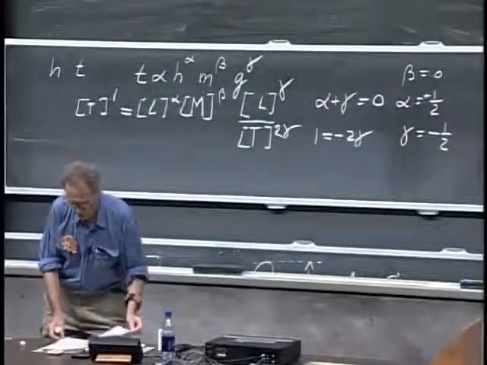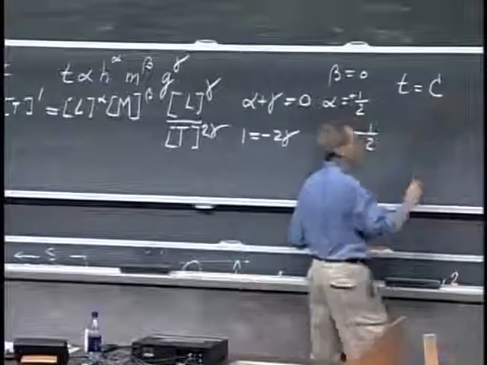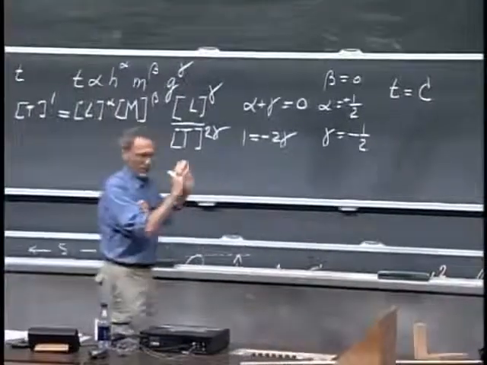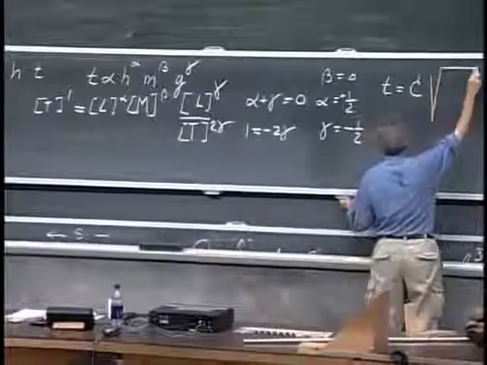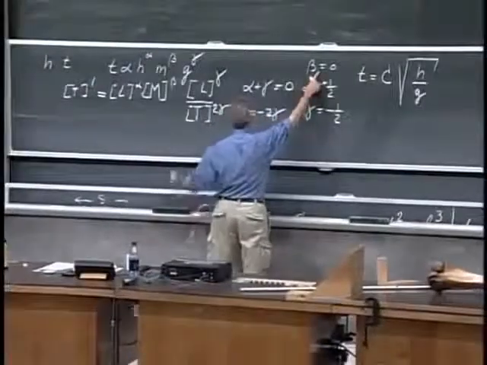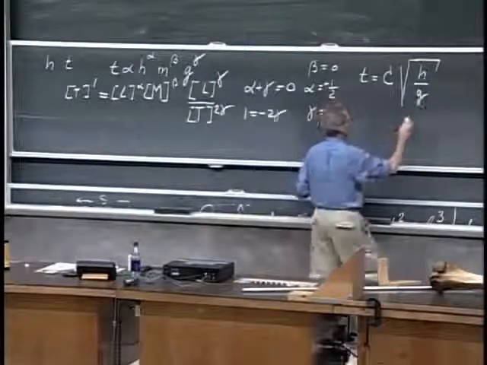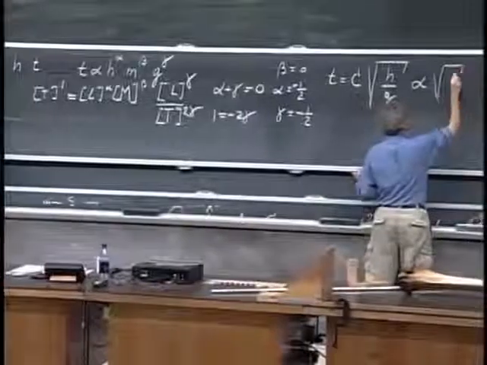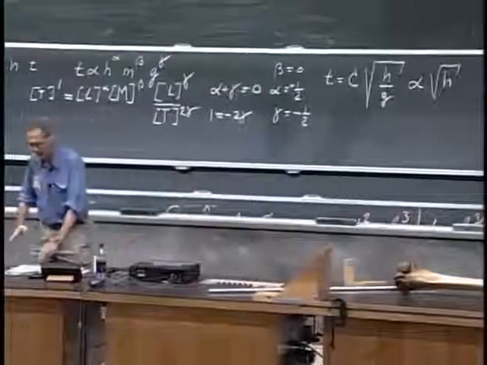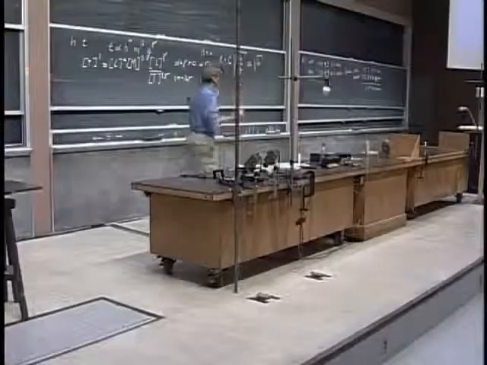I therefore conclude that the time that it takes for an object to fall equals some constant, which I do not know, but that constant has no dimension, times the square root of h divided by g. Beta is 0, there is no mass. H to the power 1/2, you see that here, and g to the power minus 1/2. This is proportional to the square root of h, because g is a given and c is a given, even though I don't know c. I make no pretense that I can predict how long it will take for the apple to fall.